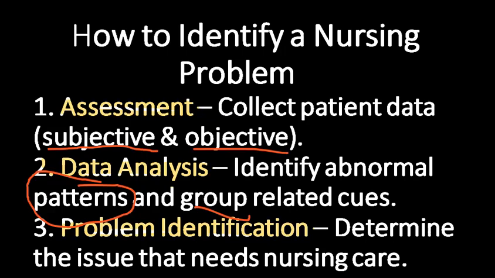For example, if you find low mobility and the patient reports pain and reluctance to walk, group these together. They likely point to a single underlying issue such as impaired mobility related to the pain which the patient has said they experience.